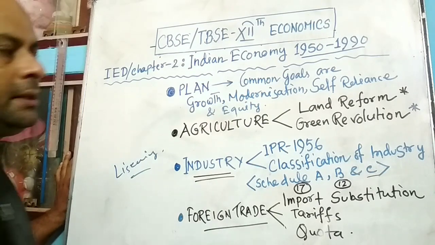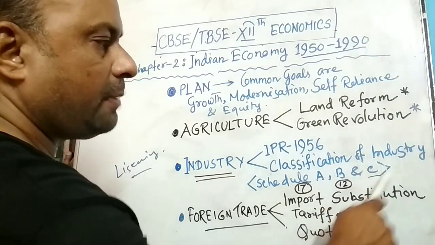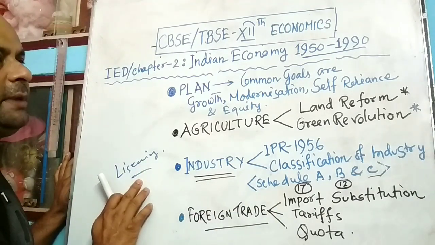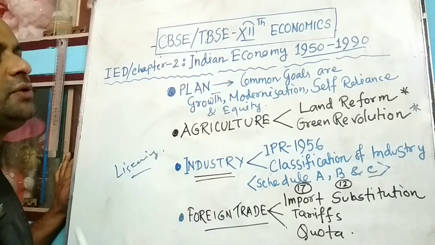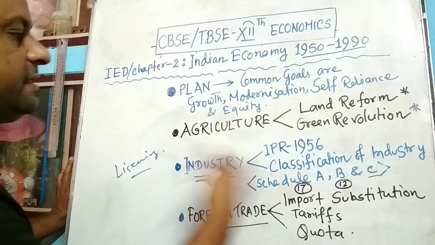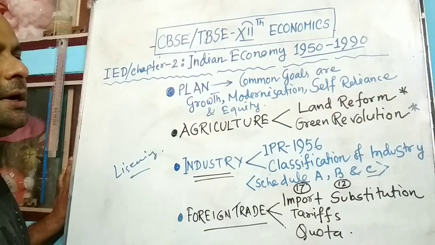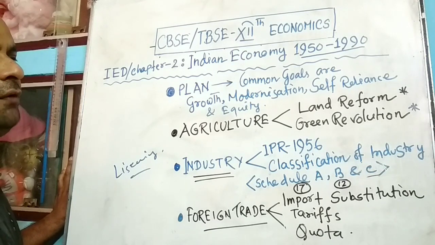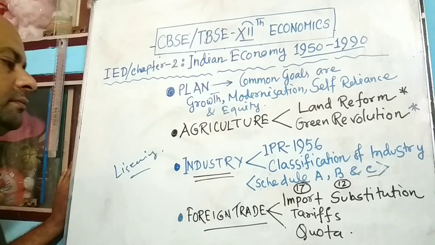Means what? In Schedule C, it is operated by the private sector, but it is fully controlled and regulated by the government. So these were the industries, and government used to follow this policy so that there is rapid industrial development in the country. We need not depend on other countries for industrial purposes.